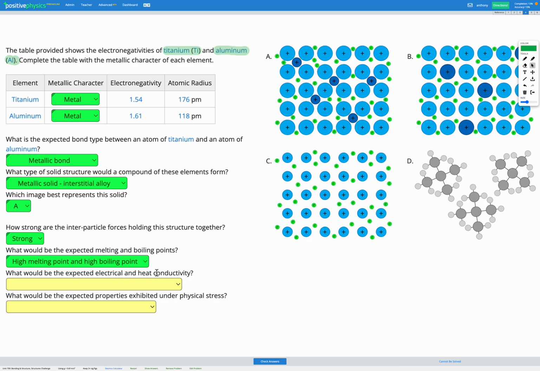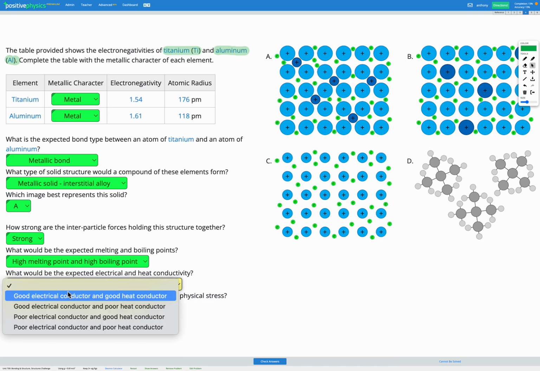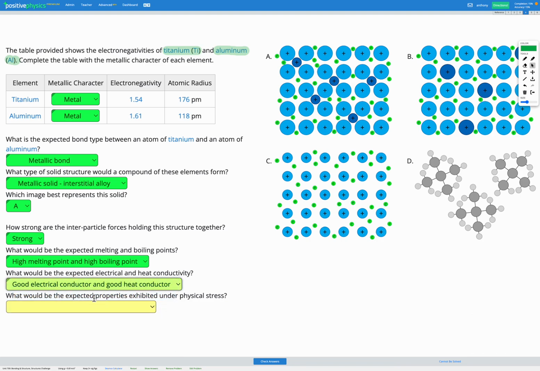What about conductivity? If you remember, electrical and heat conductivity are best when we have charged particles that are free to move throughout our structure and transfer that electricity or heat. And in metallic solids, you can see those electrons are delocalized. They are separated from their atoms to form ions, and those electrons are free to move around. So as a result, metals have very good electrical and good heat conductivity because those charged particles are free to move.